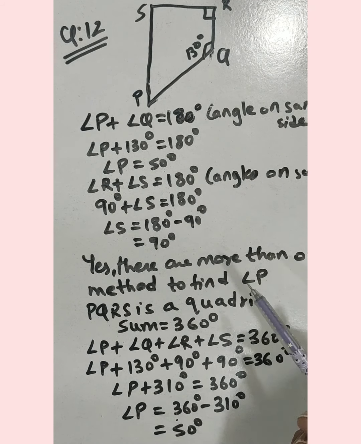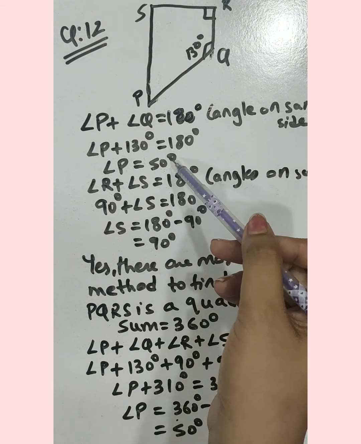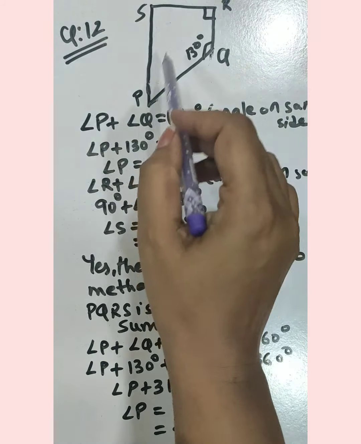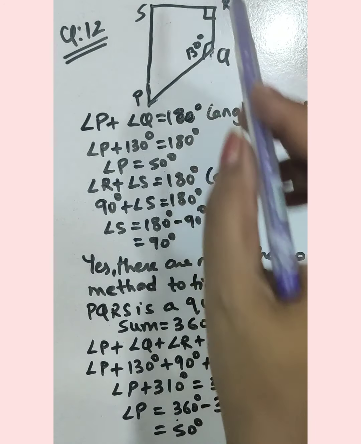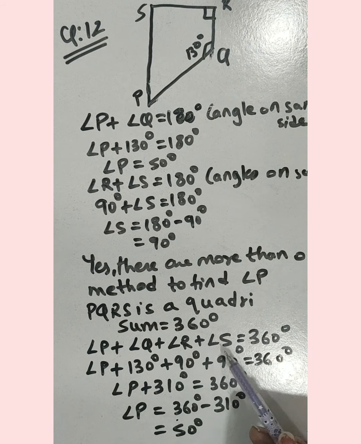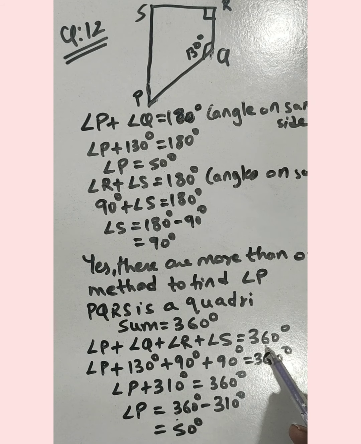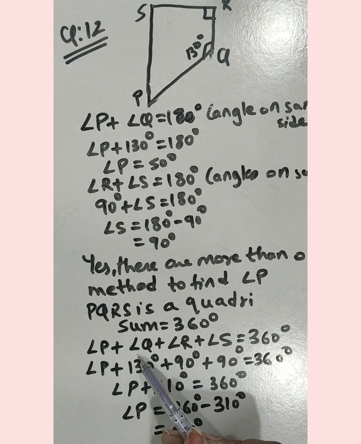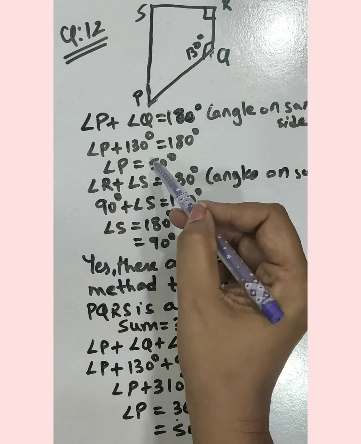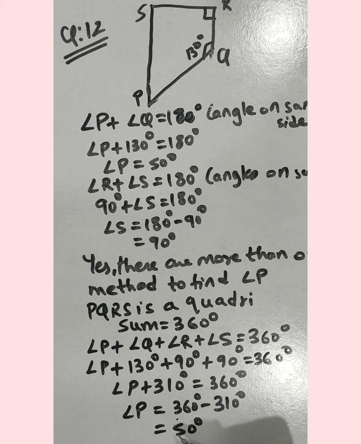So I can say yes, because I can find angle P, already I have found it, but again if I want to find angle P by another method, then I can use the angle sum property of quadrilateral. As it is a quadrilateral, the sum of all the angles will be 360 degree. So I can write angle P plus angle Q plus angle R plus angle S is equal to 360 degree. If I put the values of angle Q, R and S, then I am going to get angle P plus 310 is equal to 360 degree. So angle P will be 50 degree. So like this I have found again the same value of angle P by another method.